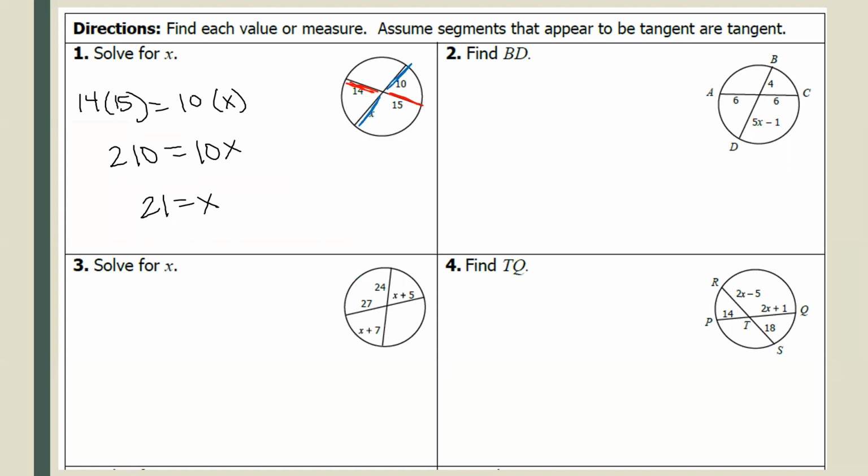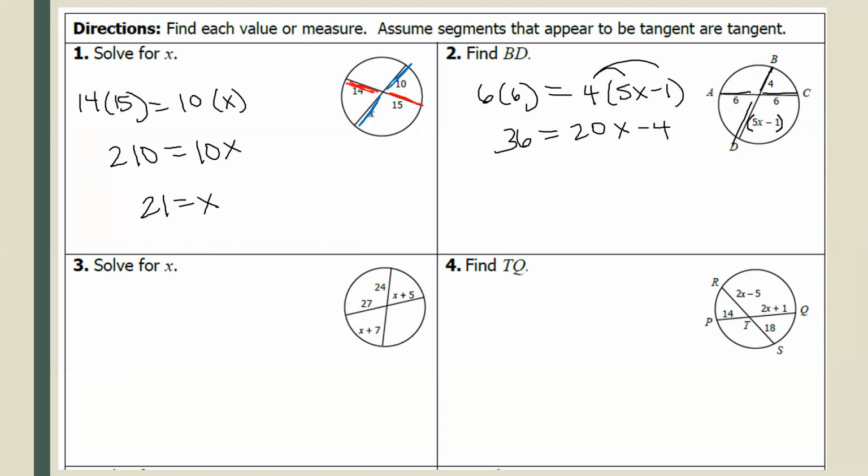What happens if one of them is an expression? Not a big deal. I would, however, caution you, because you don't want to forget any distribution. Anytime you see a piece of it as an expression, go ahead and put parentheses around it. So in this one, we can say, okay, 6 times 6 will equal 4 times (5x minus 1). And when you put the parentheses around that 5x minus 1, now you can remember to distribute. So we get 36 equals 20x minus 4.